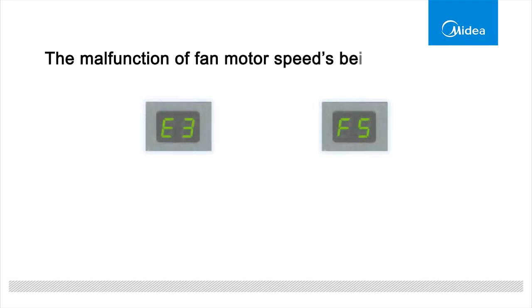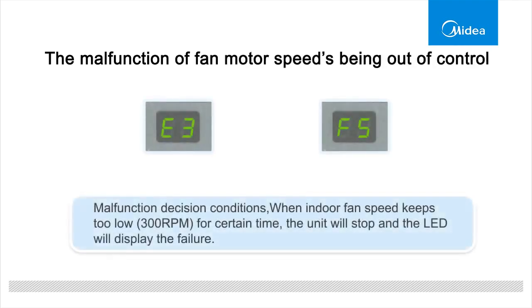When the display board of the indoor unit displays E3 or F5, that indicates the malfunction of fan motor speed being out of control. Malfunction decision conditions: when the indoor fan speed keeps too low, at 300 RPM, for a certain time, the unit will stop and the LED will display the failure.